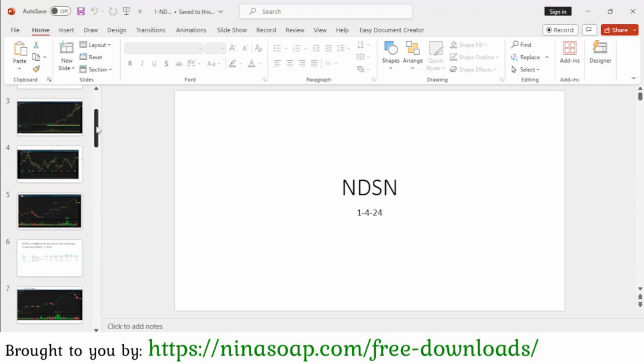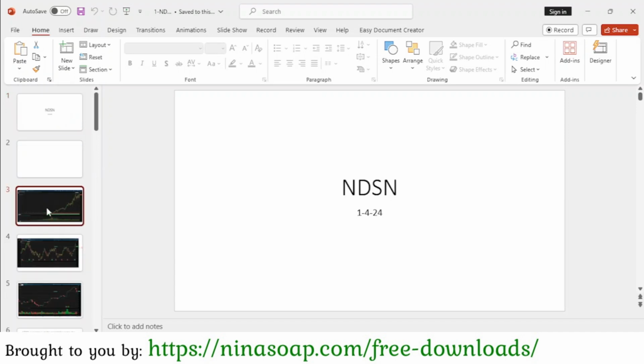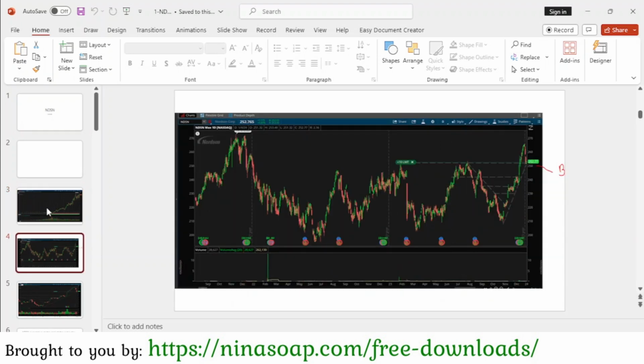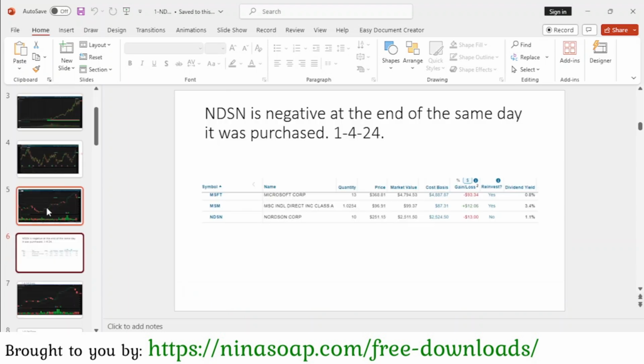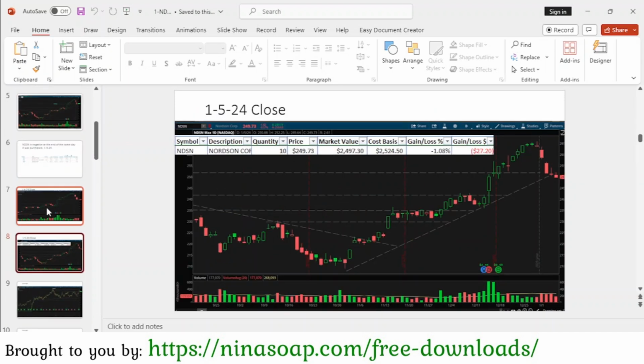Okay, so let's see what is going on with this one. I bought it on the 4th of January and then it went low. So let's go through the process. It was the monthly chart. This is when we made the purchase, and it was negative that first day by $13, and it ended the second day, was it the same day? I don't know, but it's a green bar now. And the fourth day it was $27 negative.